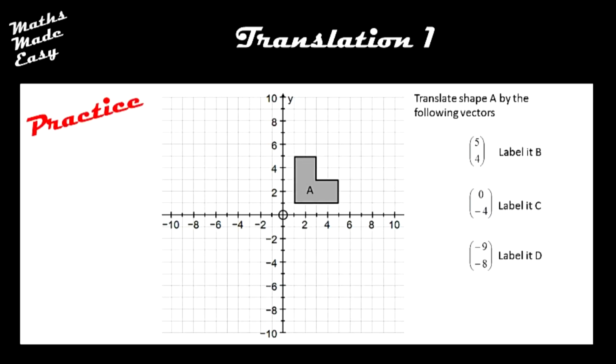Okay, so let's have a look at where shape B should end up when the vector 5, 4 is applied to it. It should end up in that position. C has no movement in the x direction, it just moves down by 4 spaces. And lastly, shape D ends up in this corner all by itself when the vector negative 9, negative 8 is applied to it.